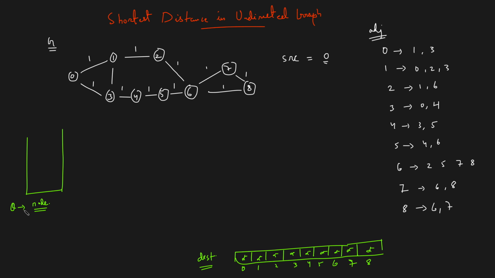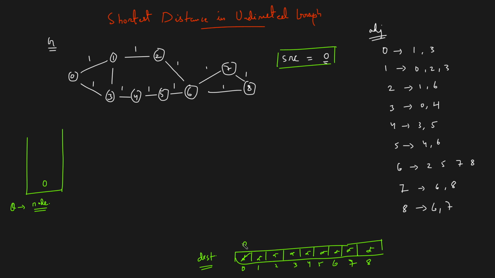So at the first step, whatever is the source node, just take this source node and put it into your queue. And with this, please make sure that you mark the distance of 0 as 0. Why do you do that? Because if you want to travel from the node to itself, the distance taken will definitely be 0. So I'm marking it. This is your initial setup.